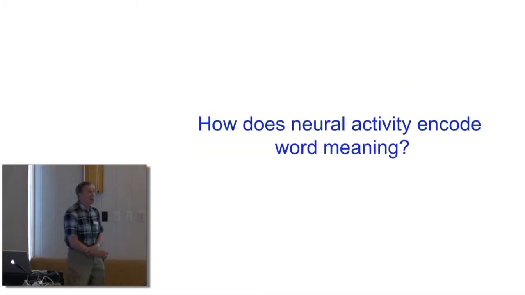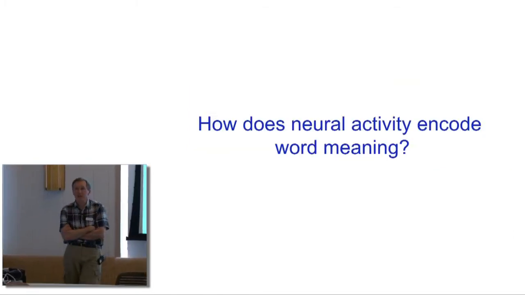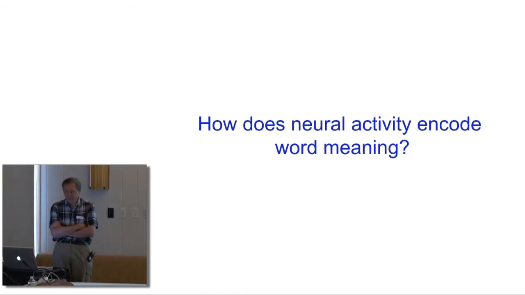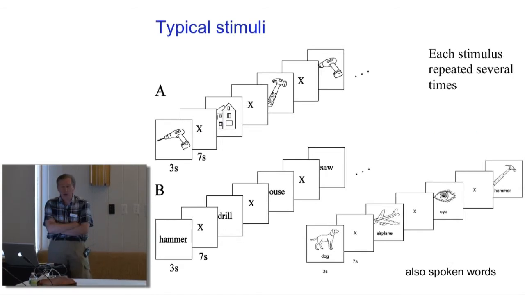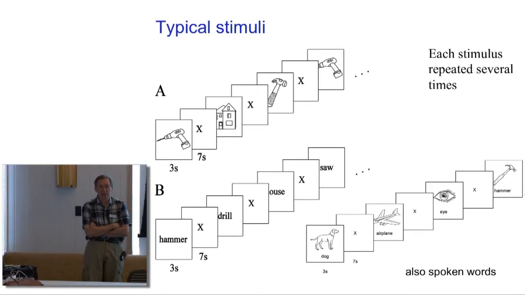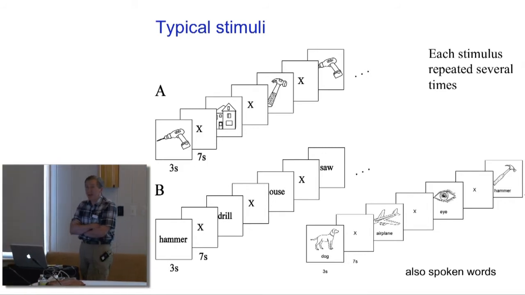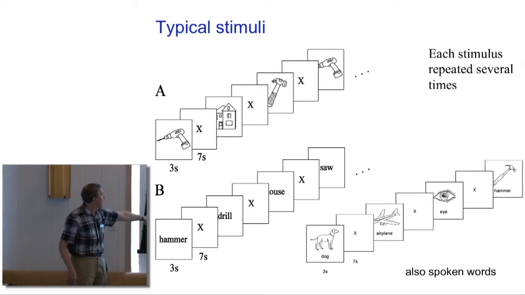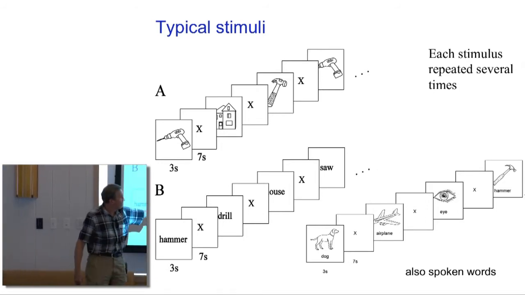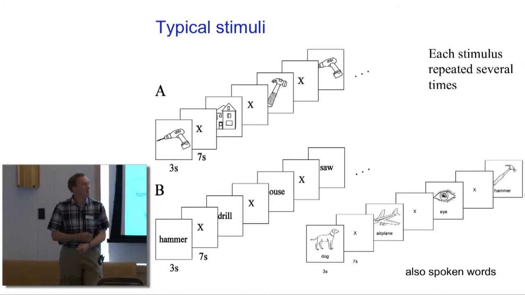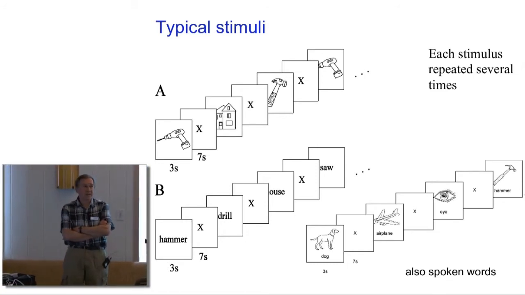So as I mentioned, we're interested in the question of how neural activity codes word meaning. And so we've been doing a number of brain imaging studies with primarily fMRI, but more recently MEG, where we present these kinds of stimuli to people, sometimes line drawings, sometimes written words, sometimes line drawings with written words under them. They're always consistent. And sometimes spoken words.